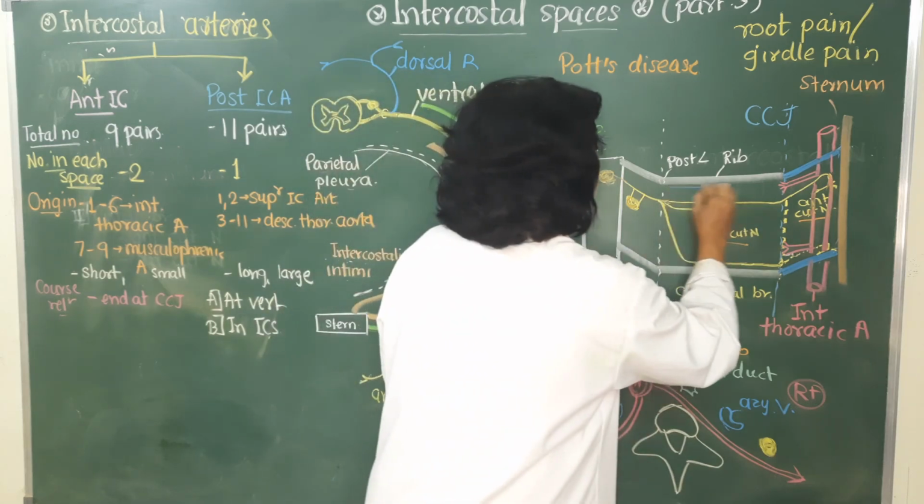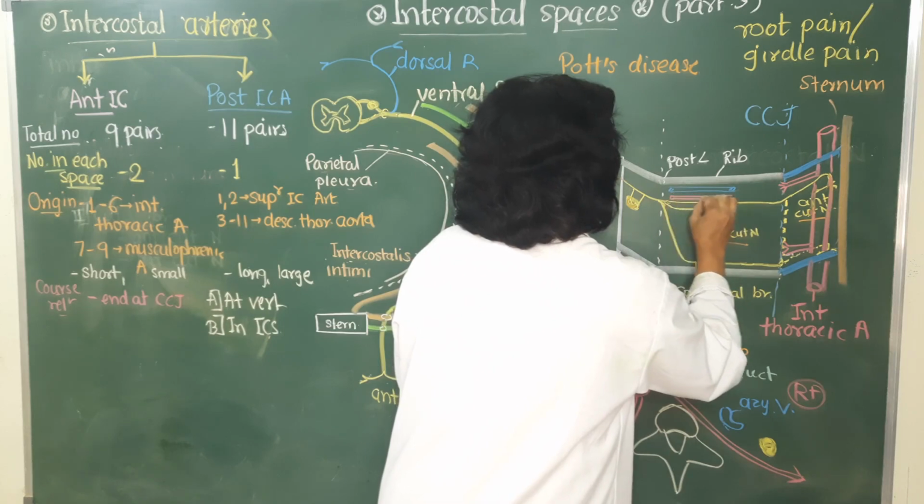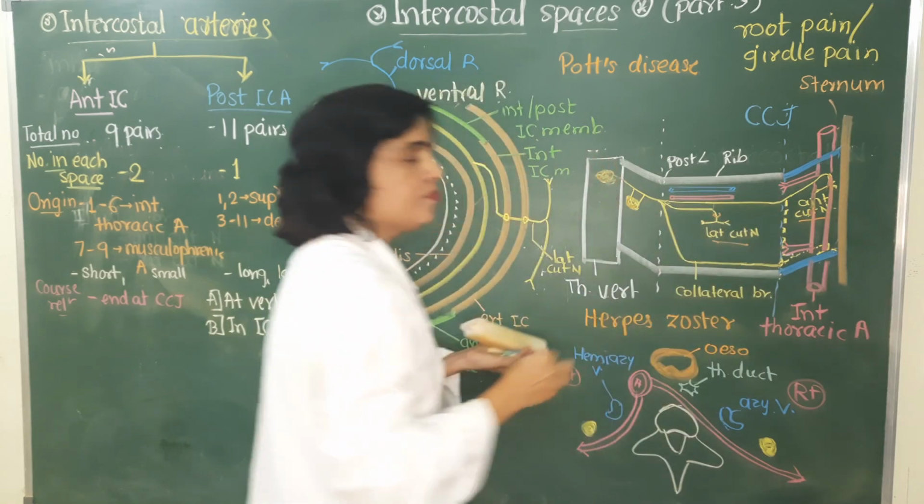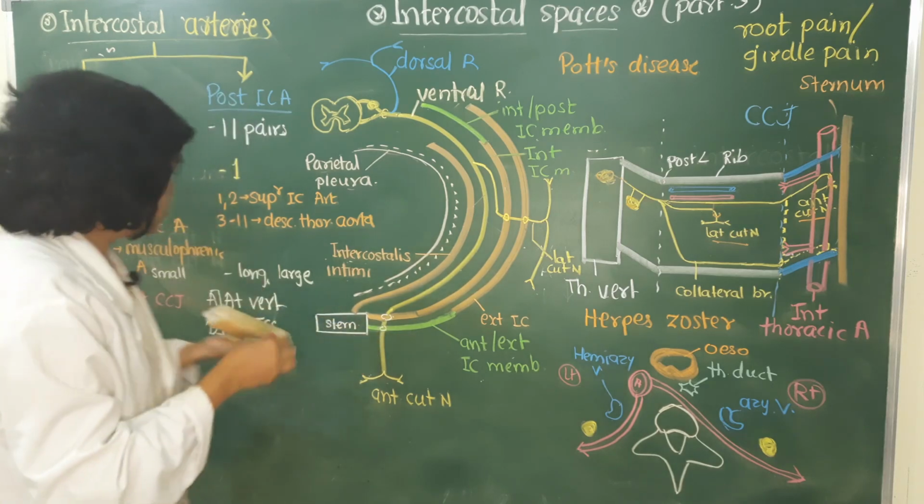So here if you draw the relations, first you get the vein, then the artery, and then the nerve, from above downwards. Okay, so that is about the course and relation.